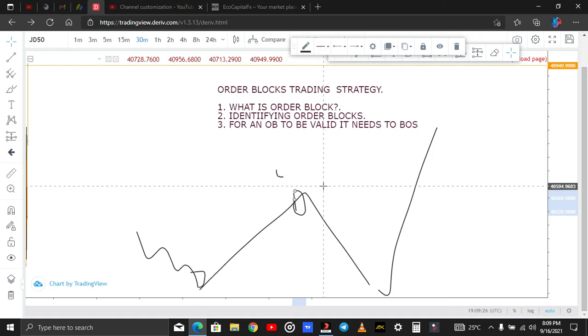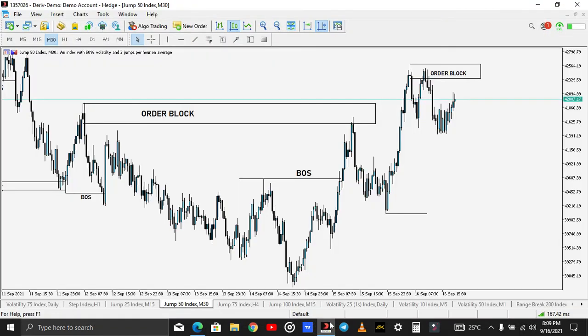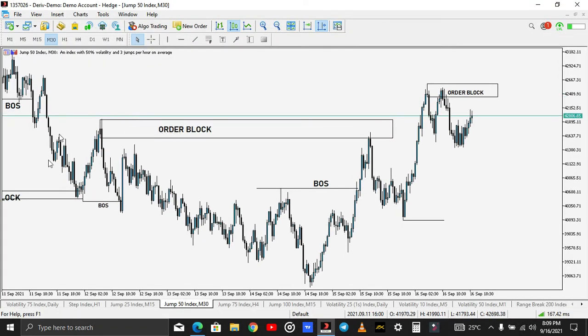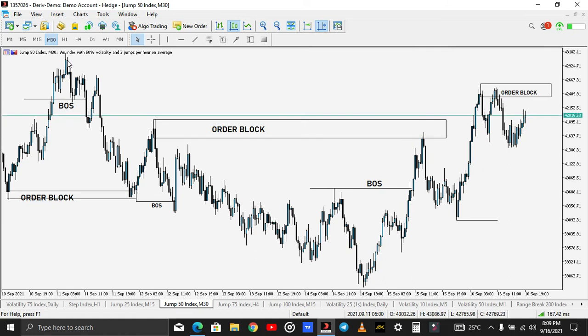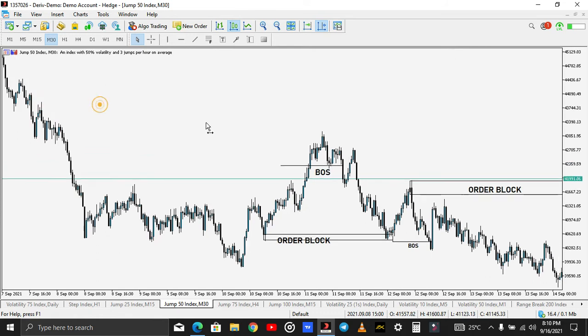But before then, let's go to the charts and let me show you some examples of an order block. Like I said, the last bullish candle before a downwards move, and the last bearish candle before an upwards move. Here also, this candle is a bullish candle, the last bullish candle before a downwards move. But like I said, it's not every order block that you are going to trade.